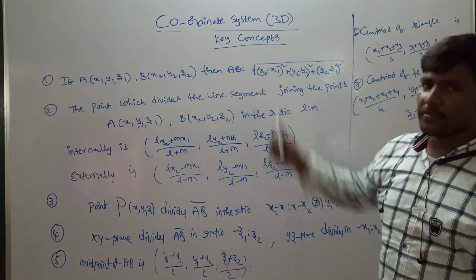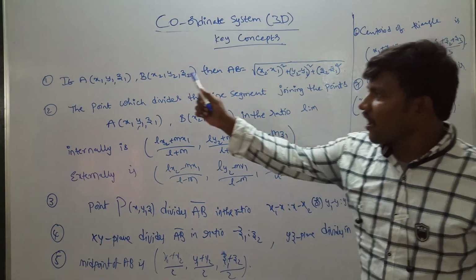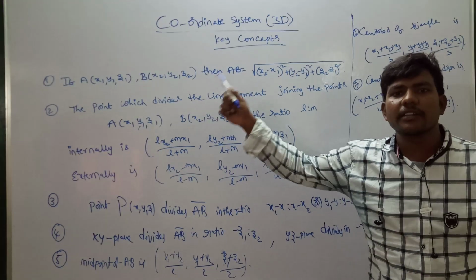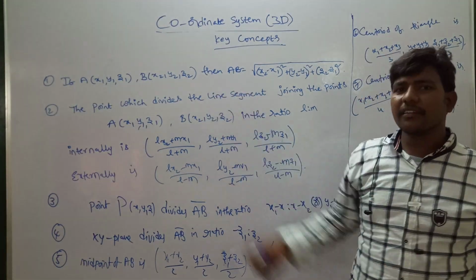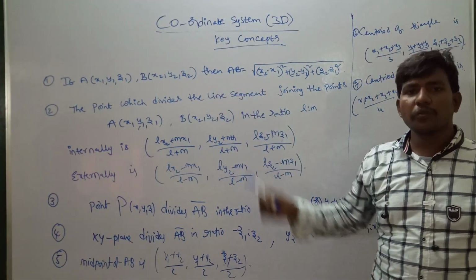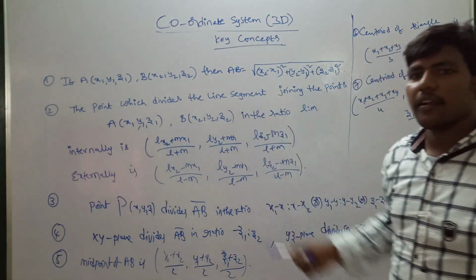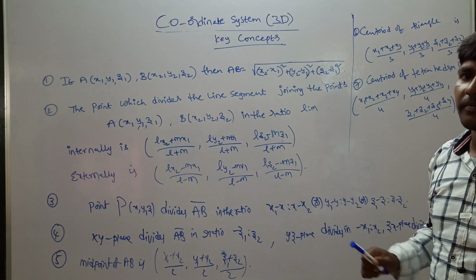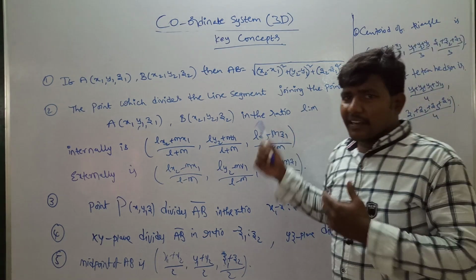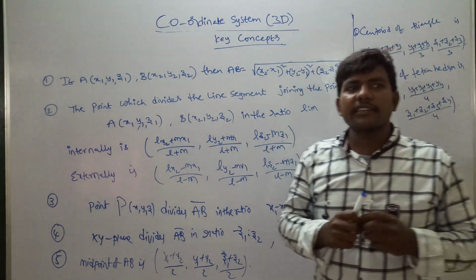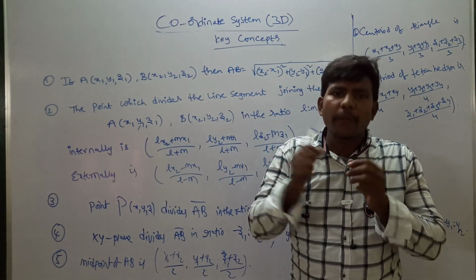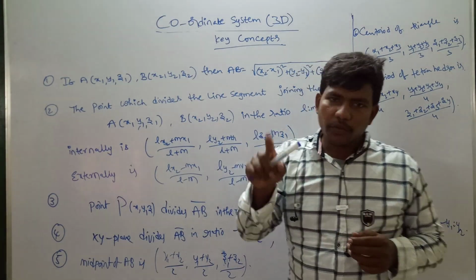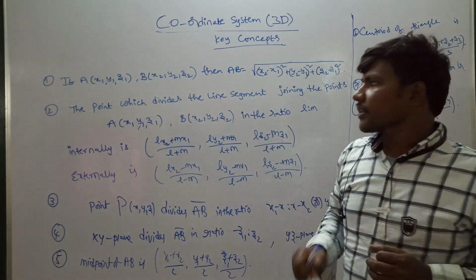The basic key concepts are: if A(x1, y1, z1) and B(x2, y2, z2) are two points in space, then AB equals the root of (x2 minus x1) whole square plus (y2 minus y1) whole square plus (z2 minus z1) whole square. Based on this concept, the distance from the origin to a point A(x, y, z) is the root of x square plus y square plus z square.